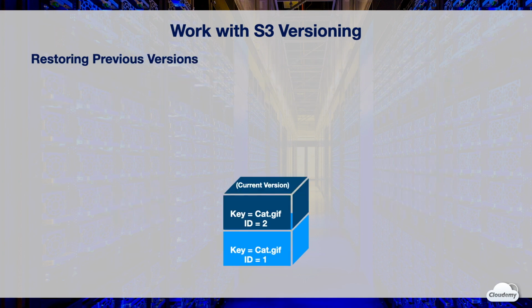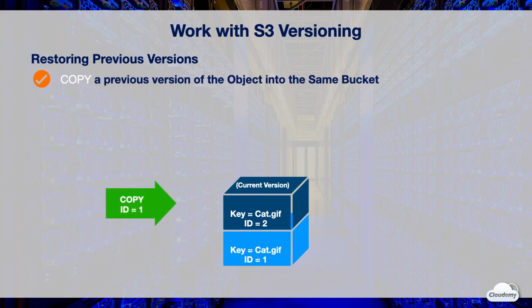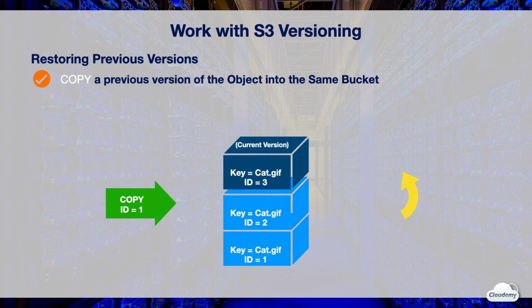In a versioning-enabled bucket, all object versions are preserved. You can restore any earlier version by copying a specific version of the object into the same bucket. In this example, the current version is version 2. After you copy version 1 into the same bucket, it becomes version 3. Now version 3 is the current version. The original object has both version 1 and its copy.